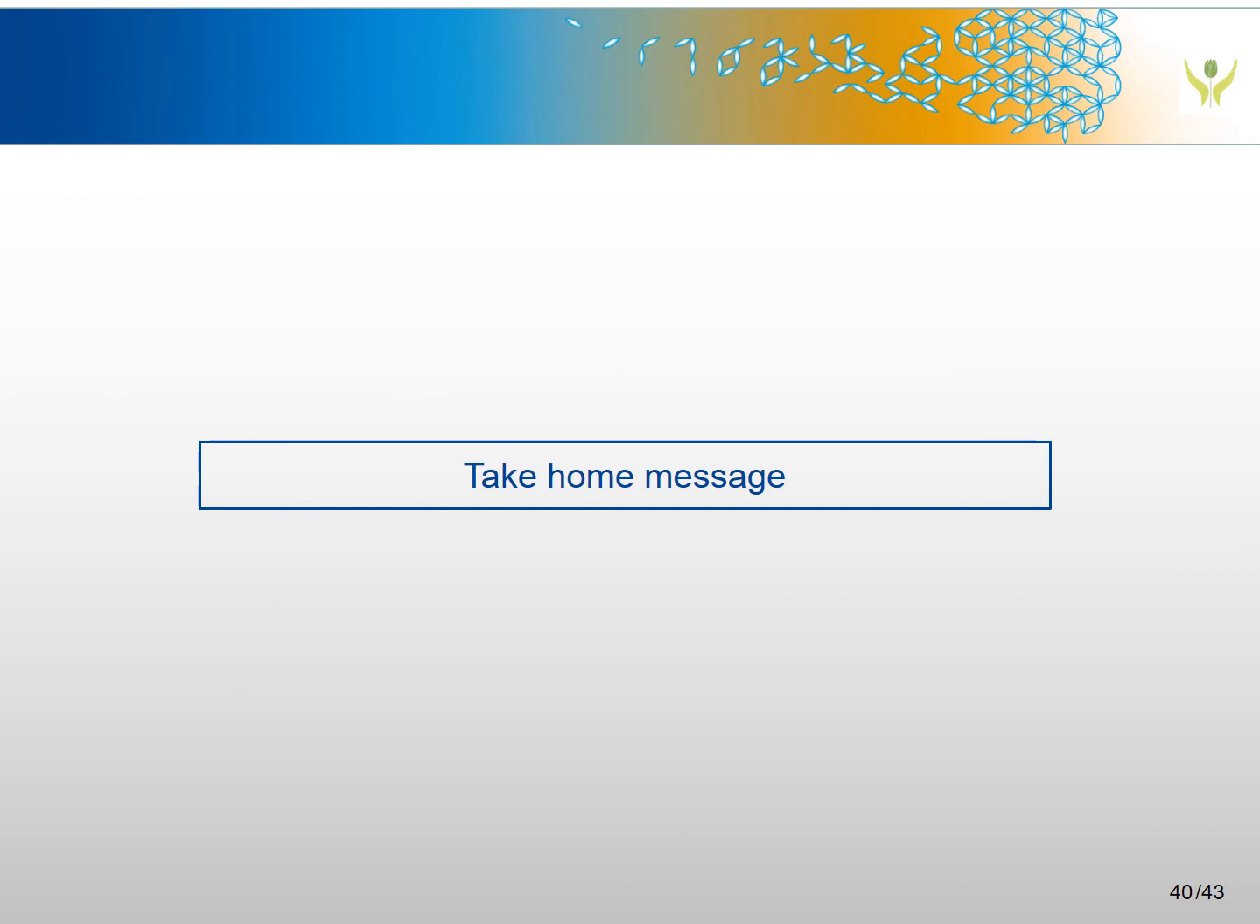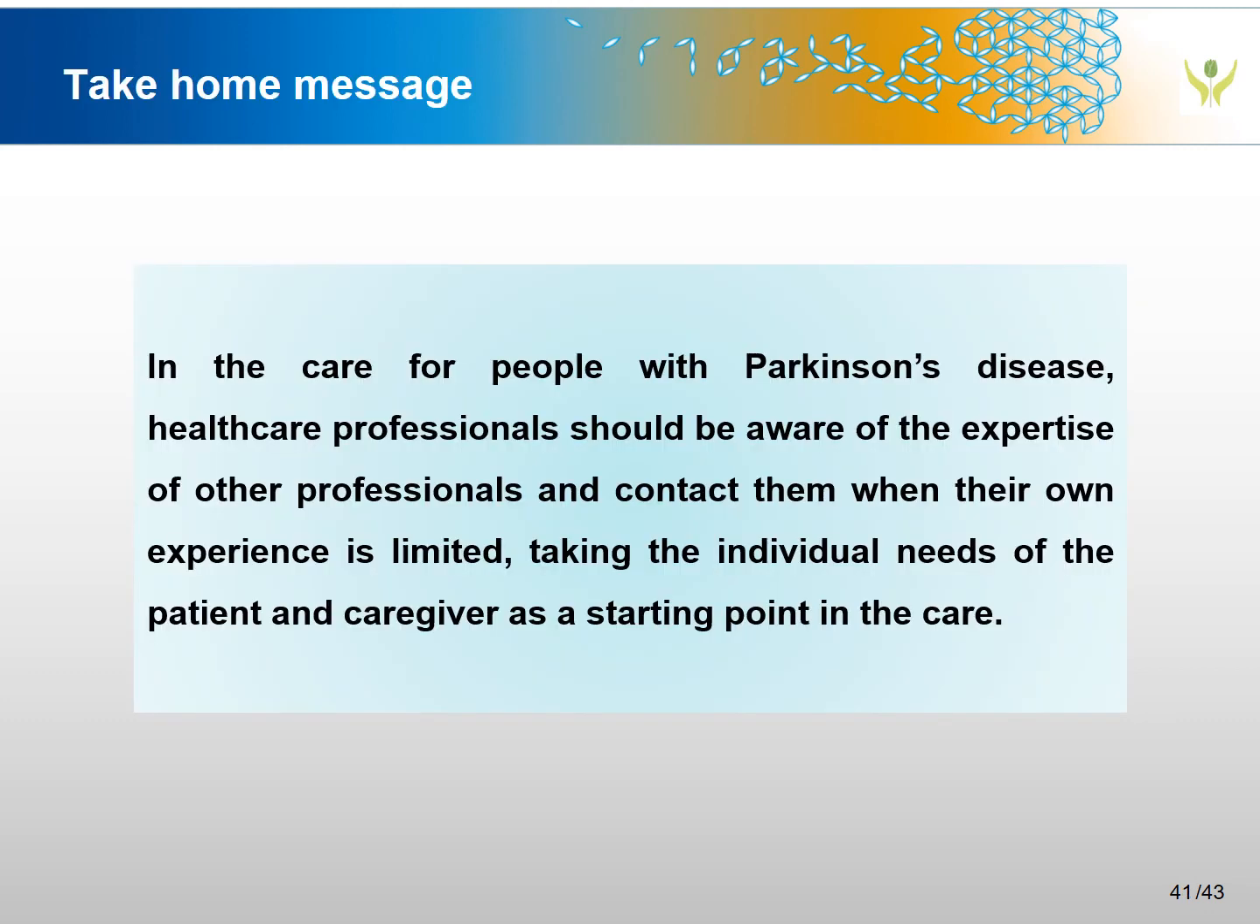By now, you have learned about the multidisciplinary care approach, followed by the example of Mr. Smith. We will conclude this part with a take-home message. In the care for people with Parkinson's disease, healthcare professionals should be aware of the expertise of other professionals, and contact them when their own experience is limited. Thus, the individual needs of the patient and caregiver should be the starting point in their care. This is the end of part 1. In part 2, there will be another informative case study.